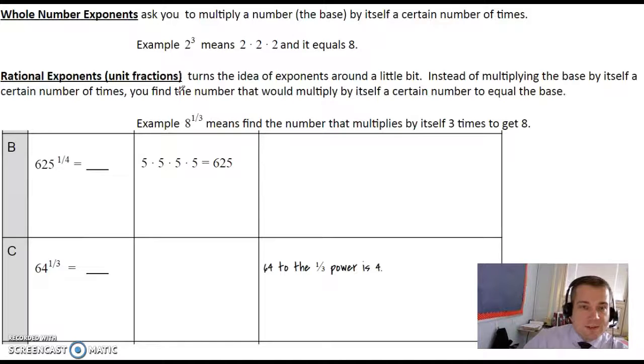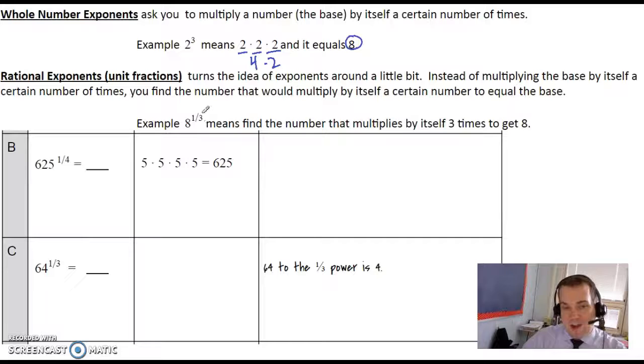The goal for this lesson is to help you understand what it means when we have a number to a fractional exponent or a rational exponent. And the idea, as you guys already know, if you have a normal exponent or a whole number exponent on a number, it just means to take that number, which is called the base, and multiply it by itself however many times we have. So 2 to the third, for example, means take 2 times 2, which is 4, times the third 2, which would make 8.